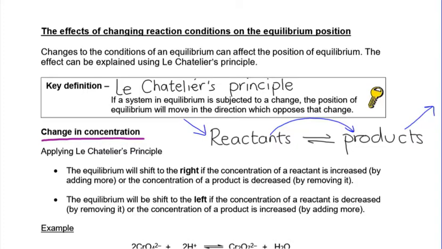If I wanted to make it shift left, how could we do that? Well, if I add more products, then I'm going to have to shift left to remove those added products and turn them into reactants, or if I remove the reactants, then I'm going to shift left to replace them, according to Le Chatelier's principle. So if I add reactants, I'm going to move right. If I remove products, I'm also going to move right. But if I add products or remove reactants, I'm going to shift left.